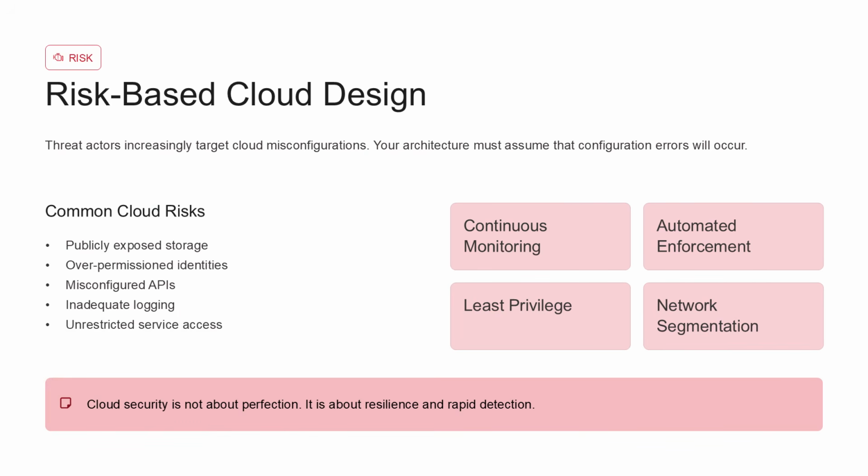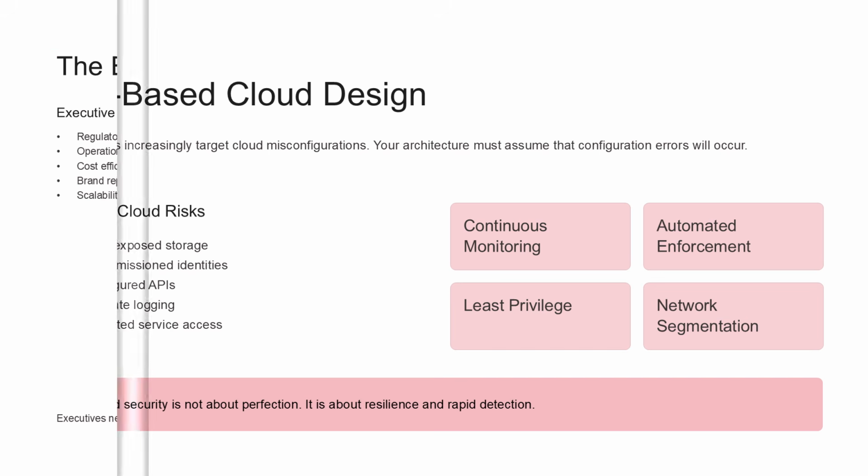Threat actors increasingly target cloud misconfigurations. Common risks include publicly exposed storage, over-permissioned identities, misconfigured APIs, inadequate logging, unrestricted service-to-service access. Your architecture must assume that configuration errors will occur. Therefore, you must design continuous monitoring, automated policy enforcement, least privilege models, segmented network architecture, centralized logging. Risk-based design means anticipating failure and containing it. Cloud security is not about perfection. It is about resilience and rapid detection.